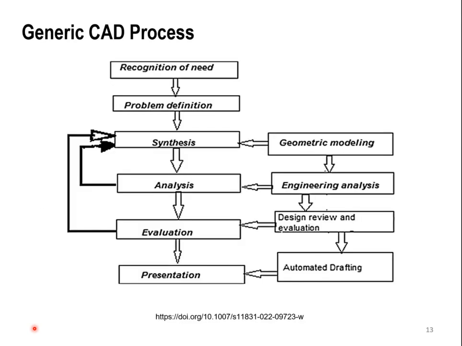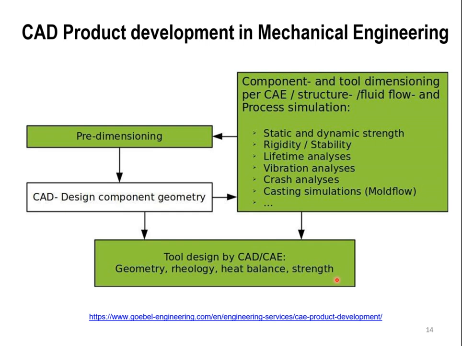So the generic CAD process is, first, once again, the recognition of the need, and then you have to give the problem definition. Now we are going to start with the synthesis, the analysis, the evaluation, and the presentation. At every stage in the synthesis part, you're going to have the geometric modeling to be done. In the analysis, you can do the engineering analysis, the evaluation, and the design review. And then for the presentation, you can do the automated drafting, like the one we did in class, with the CAD model, 3D dimensions, and engineering drawings. Okay, so all of this is going to be within the drafting process.